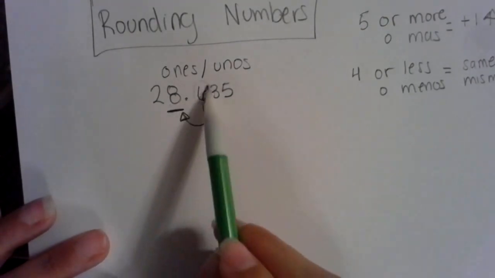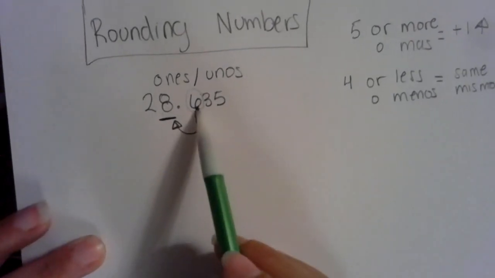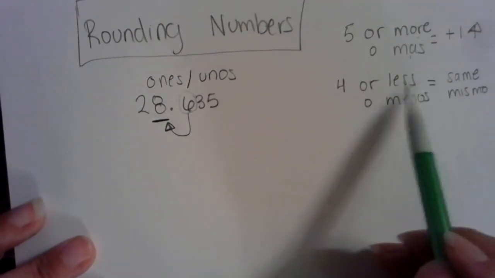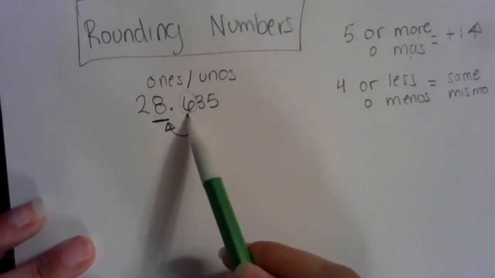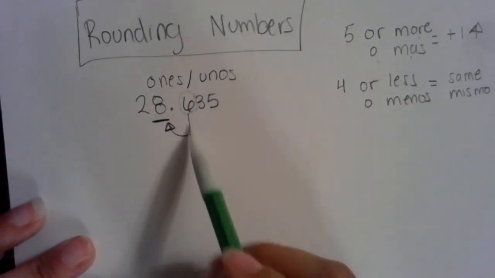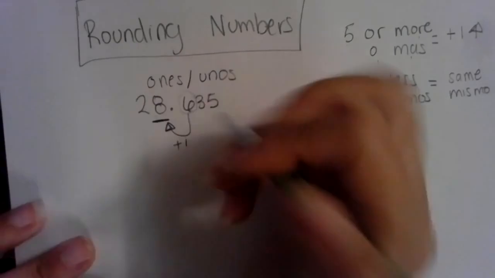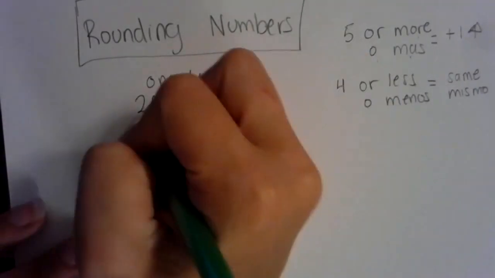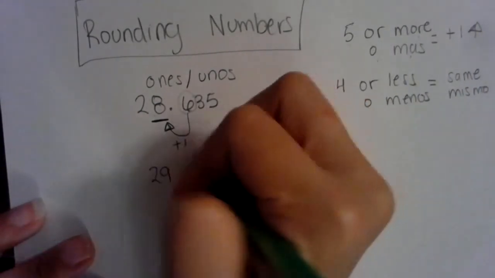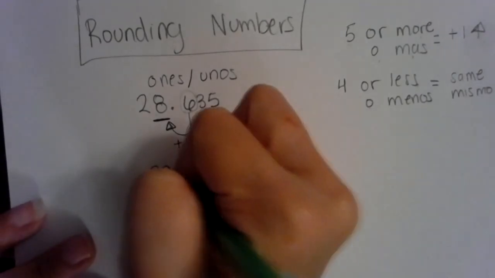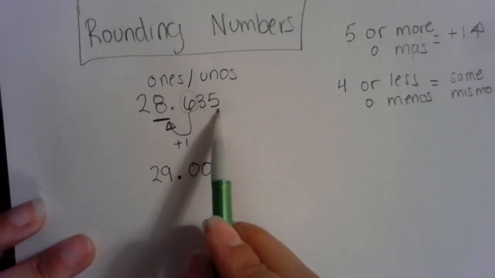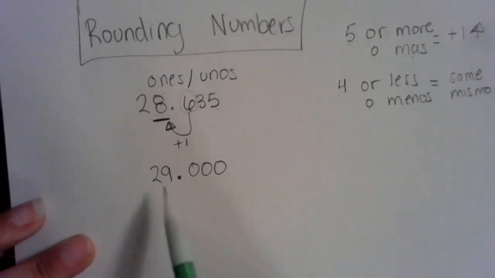We're looking at this number and looking back to our rule. 6. Is 6 5 or more, cinco o más, or 4 or less, cuatro o menos? 6 is bigger than 5, so it is 5 or more. So that means it's going to tell the 8 to go up 1, más uno. The 8 will become a 9. The rest of my numbers become zeros. I have now rounded this to the ones place. 28 and 635 thousandths is really close to 29.